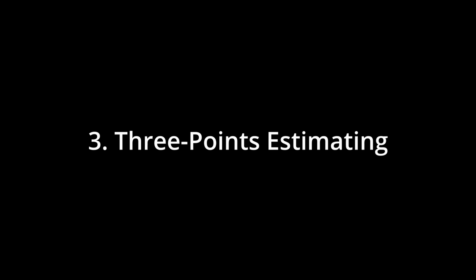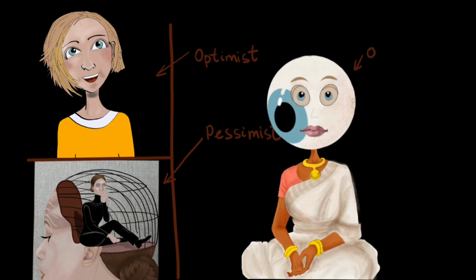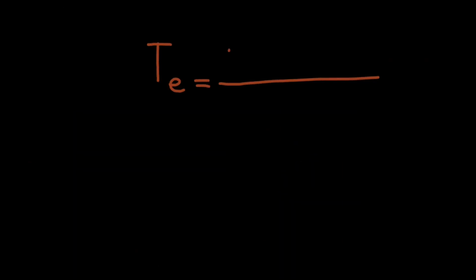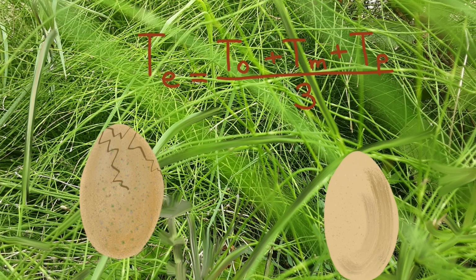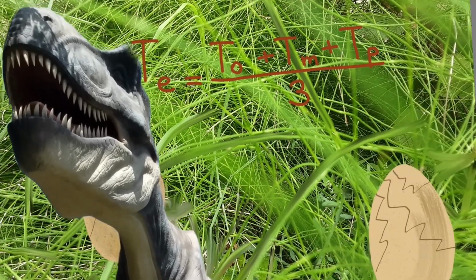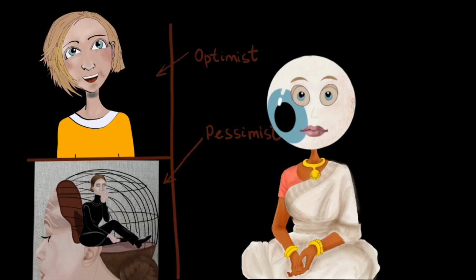3 points estimating. This is where you need to bring forward your inner optimist, pessimist, and observer. We'll use all 3 for the triangular estimate formula. So, the triangular estimate is the sum of your most optimistic estimation, your most likely estimation, and the most pessimistic estimation, and then divided by 3, because you're basically getting the mean of them all. So if you want to determine how long it will take a dinosaur, a chicken, or a project to reach maturity, use your most optimistic, pessimistic, and most likely estimation.